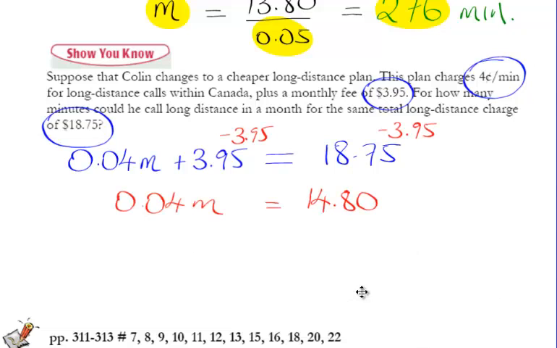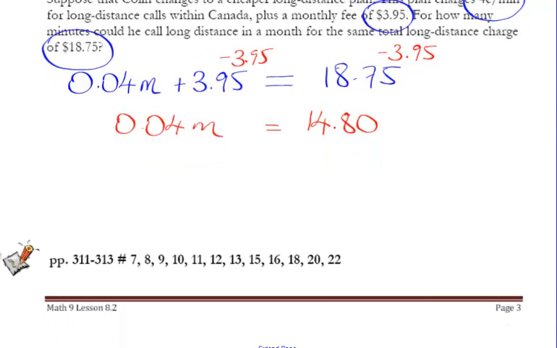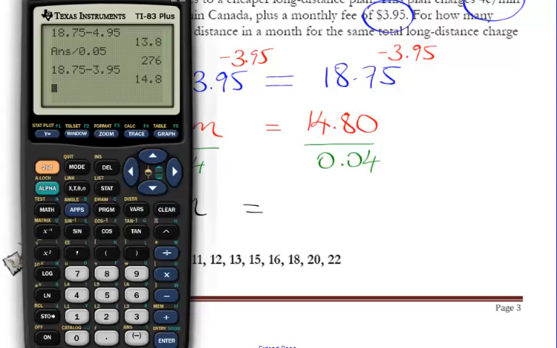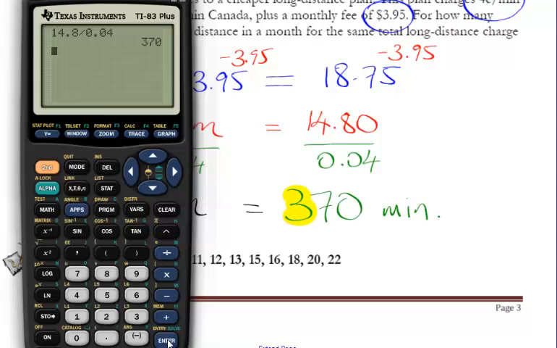So there's the equation. I began by subtracting $3.95, and that gives me that. What's the next thing? Did you divide by 0.04? Divide by 0.04. That leaves us with a single M, $14.80. I'm going to grab my calculator for that. So 14.8, and we're dividing by 0.04, and that gives us, look at that, 370 minutes.